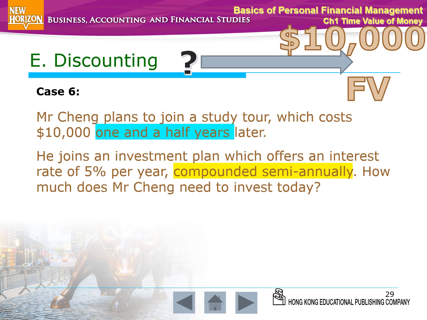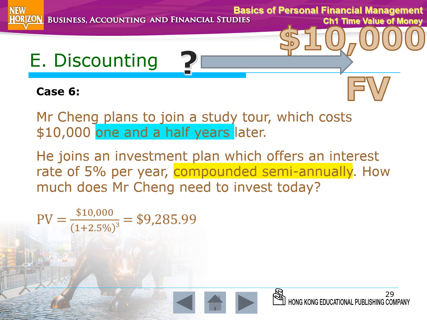So we make use of the fraction, future value on the top, $10,000. Down below, the denominator would be 1 plus 2.5%, because the annual interest is 5%, but it is compounded semi-annually. So we divide 5% by 2, we get 2.5%. But how can we come up with the power of 3? Because the period, look at the period in blue.